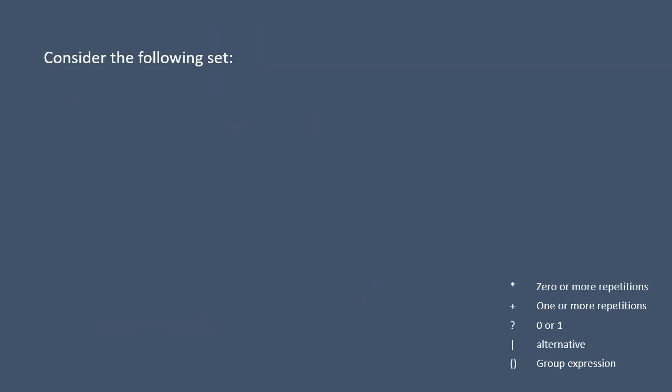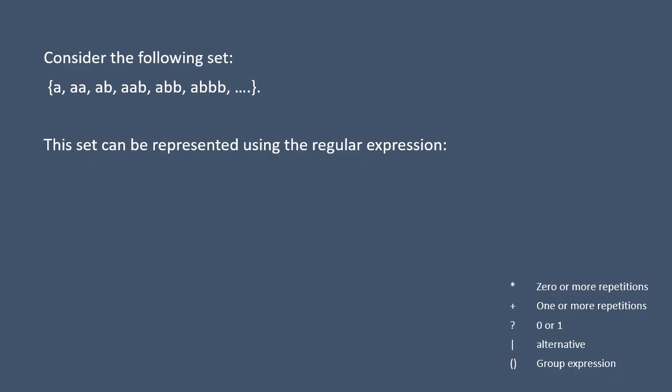Let's now have a look at an example of a set. So we have a set here. It's an infinite set indicated by the ellipses at the end. And we can use the following regular expression to represent this set. What we're saying is we have an A to begin with, followed by 0 or 1 A, followed by any number of B's. So we can have 0 or more B's. This would allow us to represent all the values within this set.